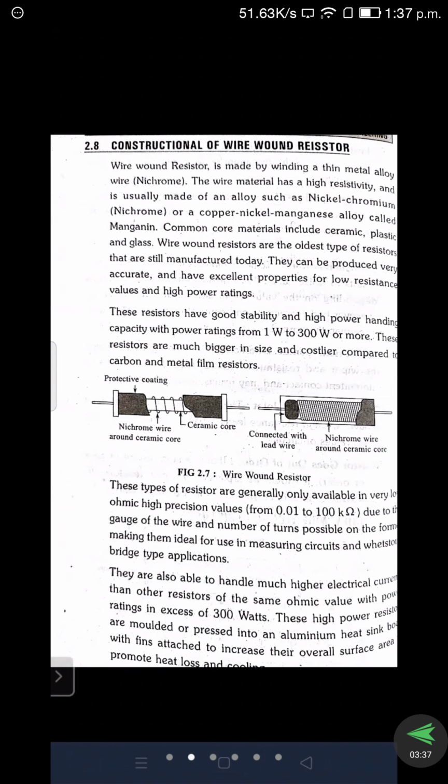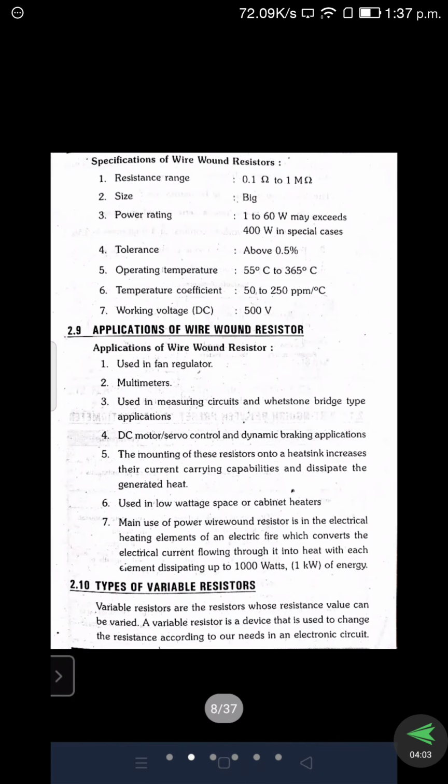A ceramic tube is used to place the nichrome wire, which offers a high temperature coefficient as well as high resistance as compared with the nominal material. So it can withstand higher voltages also. Because of all these properties, wire wound resistors are mostly used for high stability applications. But it is not economical, right? Size is also greater. So these are the specifications and applications of wire wound resistors. That is up to the fixed resistors only.